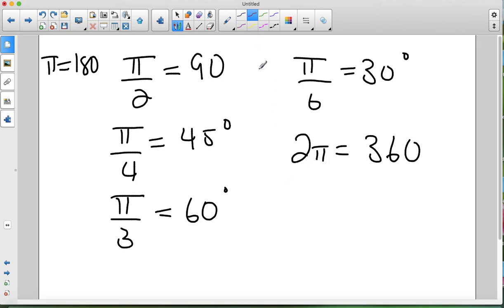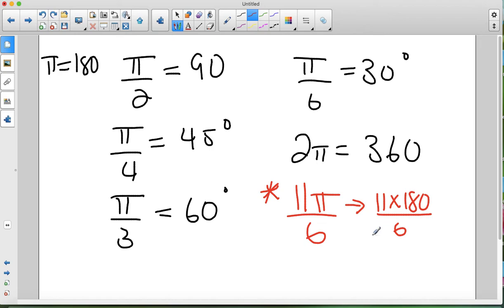Now, there are times you're going to see things that look like this, and I'll explain this further down: 11 pi over 6. What does that mean? Technically, it means 11 times 180 divided by 6. It's the same idea of going around and around in a circle, like going to 720 degrees, 750 or 900 and something. So 11 times 180 divided by 6 is going to give you 330 degrees.